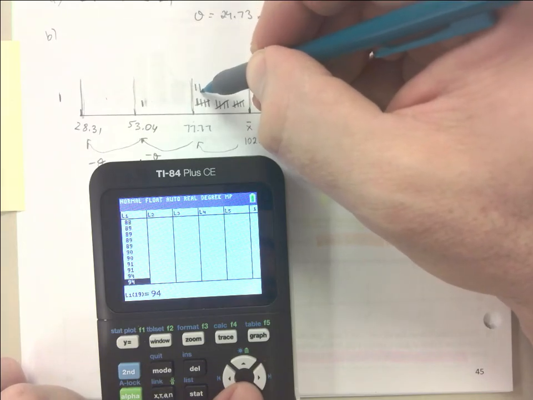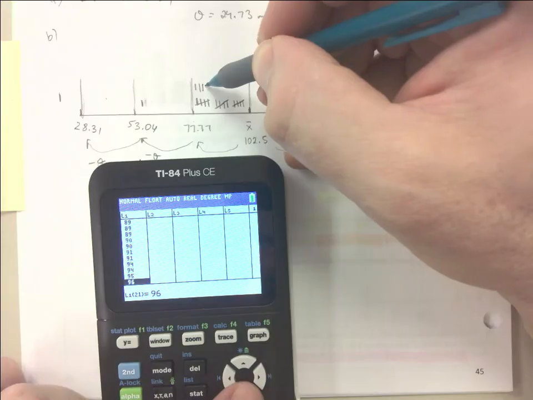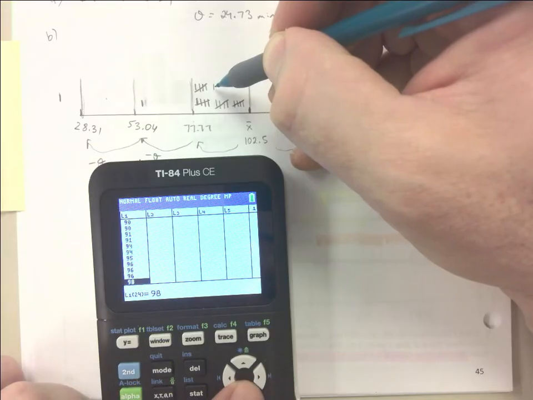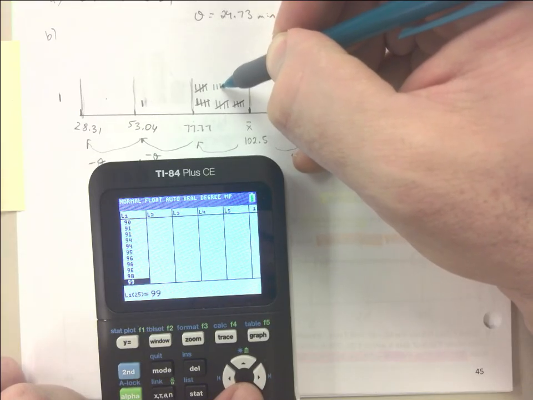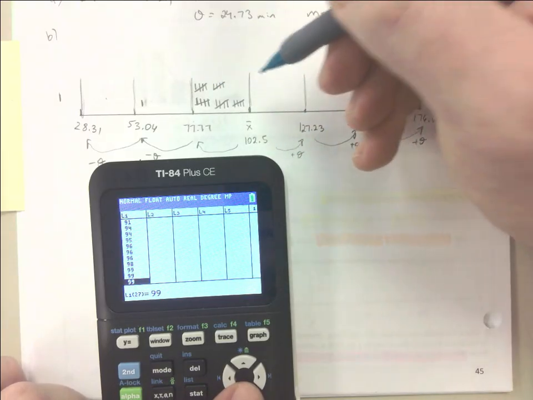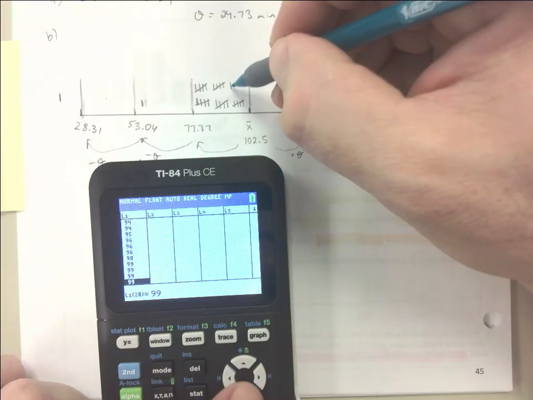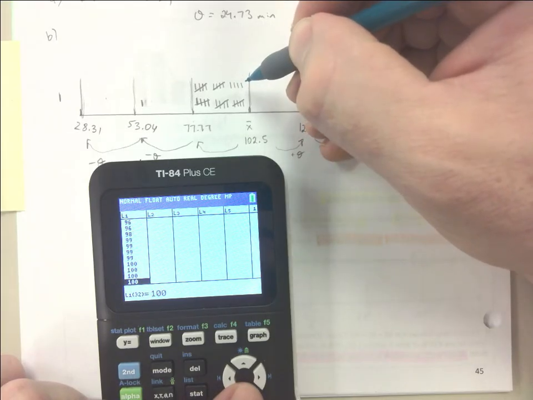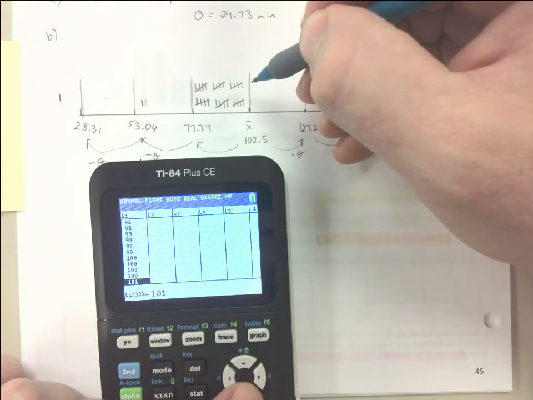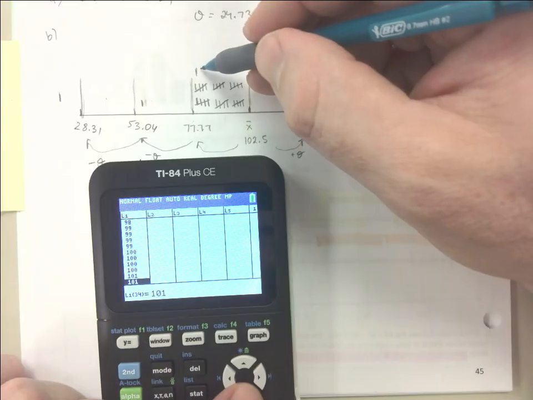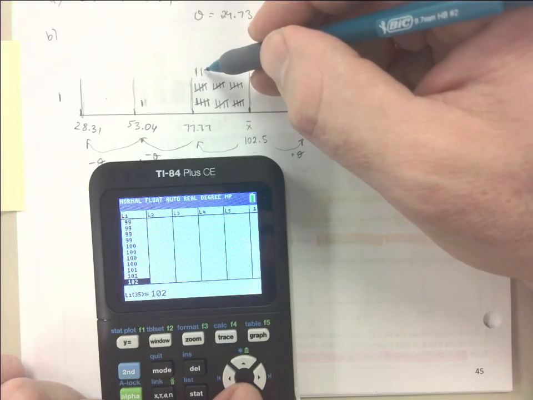94, 94, 95, 96, 96, 96, 98, 99, 99, 99, another 99, 100, 100, 100, 100, 101, that's still in here, right? 101, 102, we're still in there.